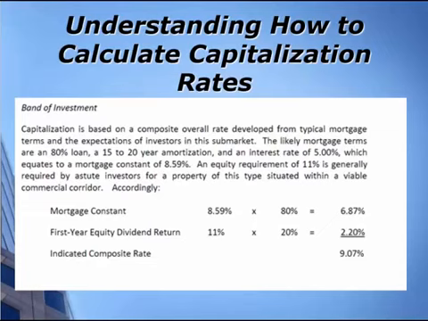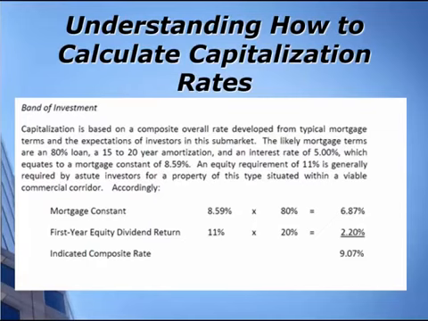Well, how do you determine the risk in there? You determine it based upon the mortgage terms. A 15 to 20 year amortization is a less risky loan than a 30-year amortization. So if you use a 30-year amortization to come up with a mortgage constant, that number is going to be higher. Your mortgage constant is going to be a higher number. It's a riskier deal. Okay?